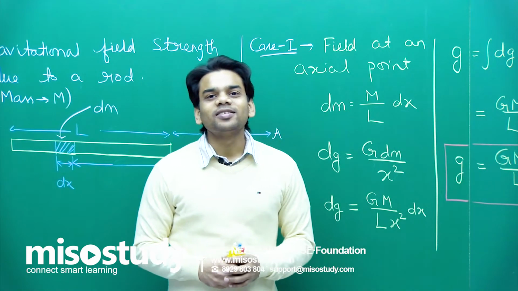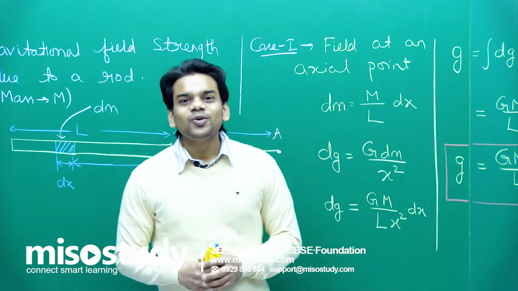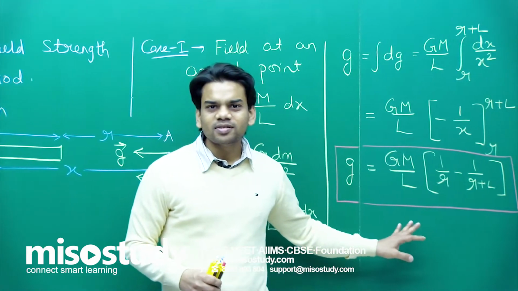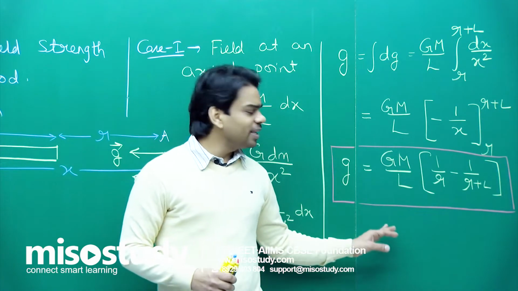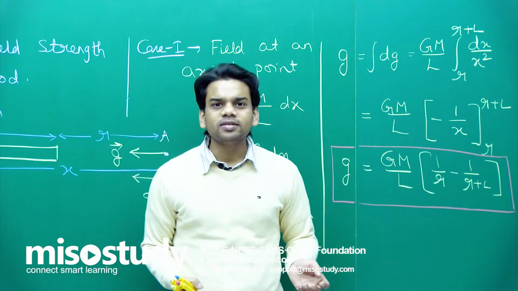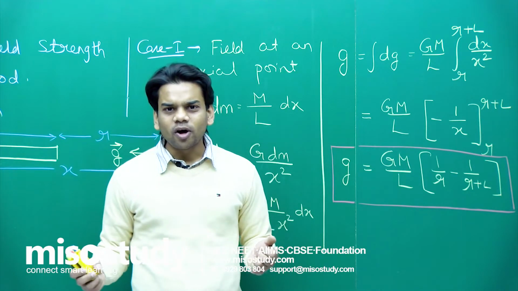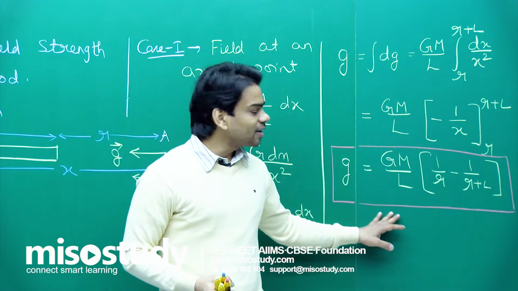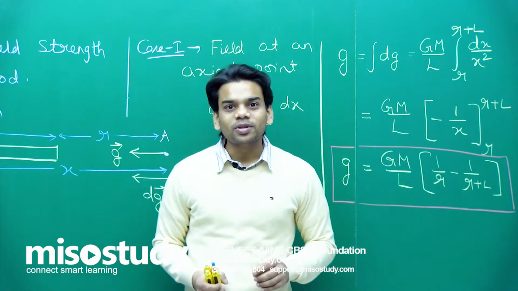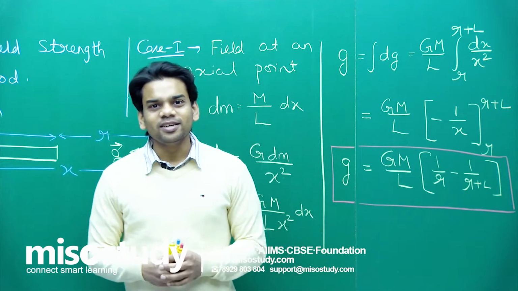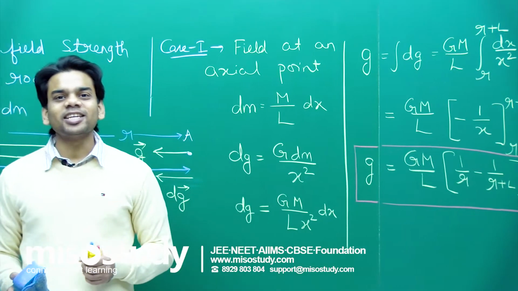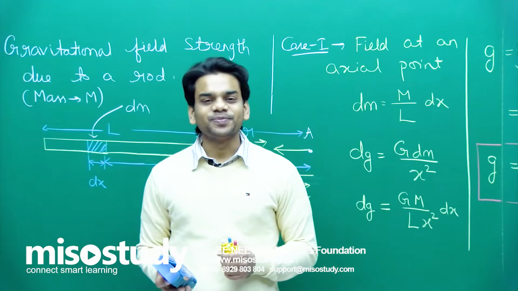Now go ahead, vary the value of x to cover the entire rod. So we are going to get the final formula here. Easy, simple, not too tough. If anything is asked in an objective question in the examination, such as what is the value of field strength due to a rod at an axial point, you can directly tick this option as the value of field strength, and you can get easy marks for this.